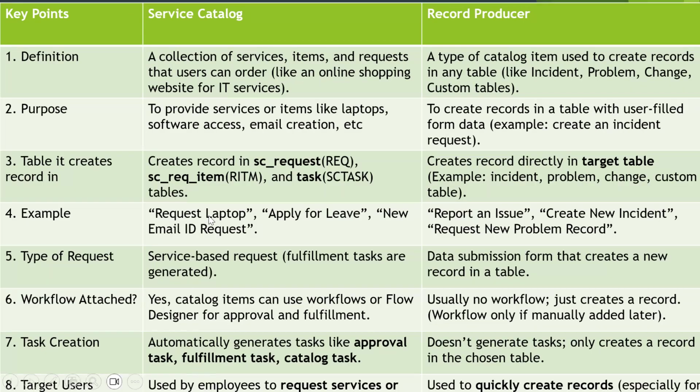Target users: who will be the target users for service catalog? It is used by employees of the organization to request services, any user requesting a product or service. I mean normal employees, HR staff, IT service requesters. But coming to the record producer, we use it to quickly create records. Examples are incident form, problem form, change form, where we need to create an incident fast. So it is mainly used by employees or support agents to create tickets or record producer records quickly in the incident, problem, and change tables.